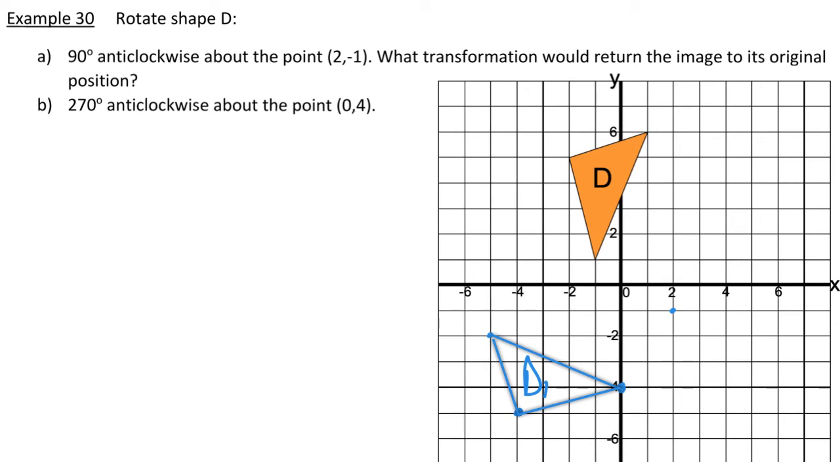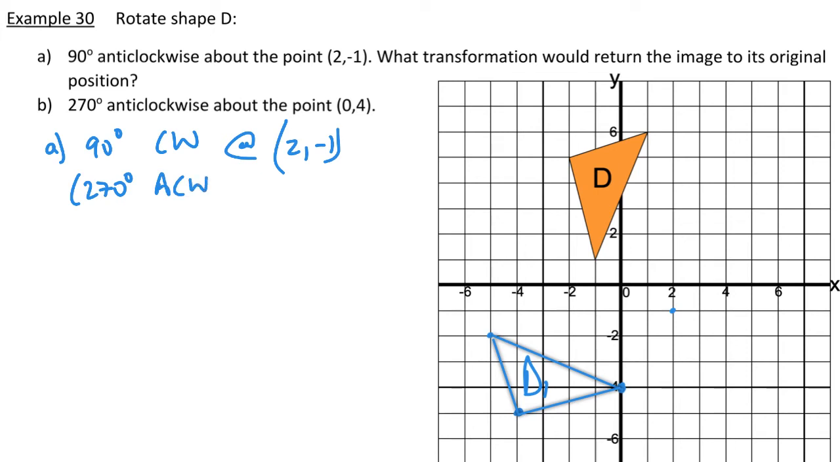What transformation then would return the image to its original? Well, that's just going to be the reverse process. So what we'd have is a 90 degrees clockwise rotation about the point 2, -1. Or, of course, it could be a 270 degrees anti-clockwise rotation there.